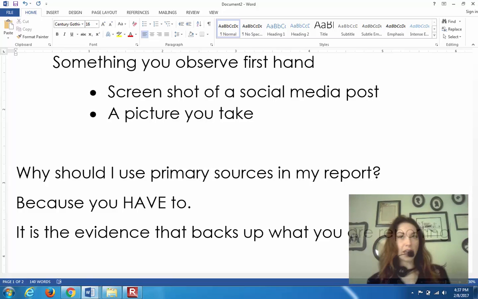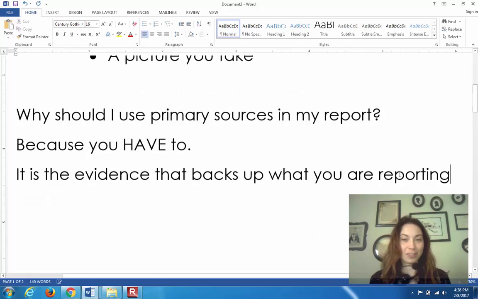Now, remember that you're not doing anything persuasive in the report. You are simply reporting information. But in the report, you don't just want to have someone take your word for it. You're giving evidence of what you're saying. So you're going to be talking about a company's social media, and you're going to give examples. All right? So we want to use primary sources because it's required and because we want to give good examples of what we are talking about in the actual report.